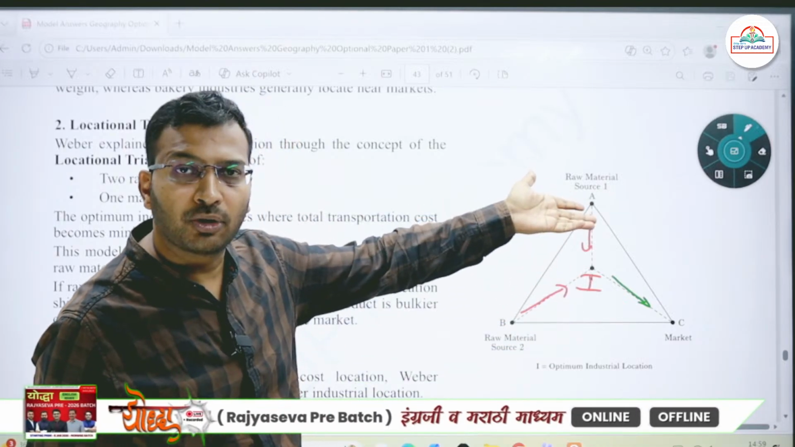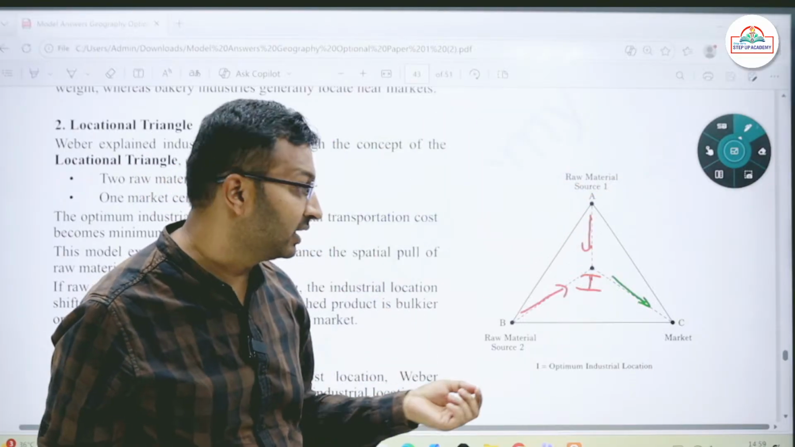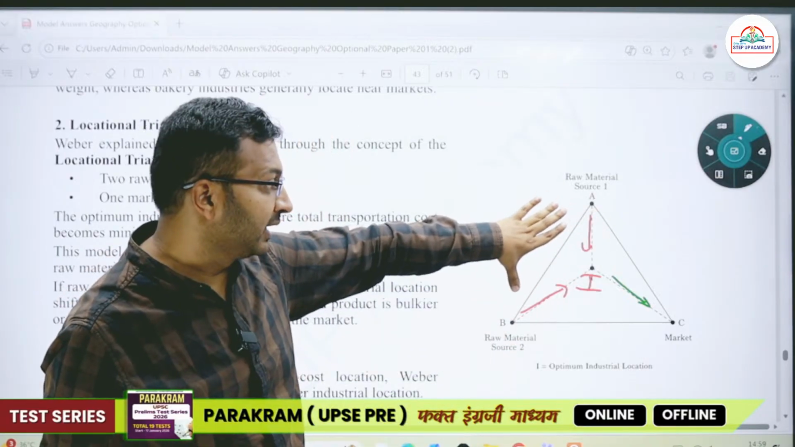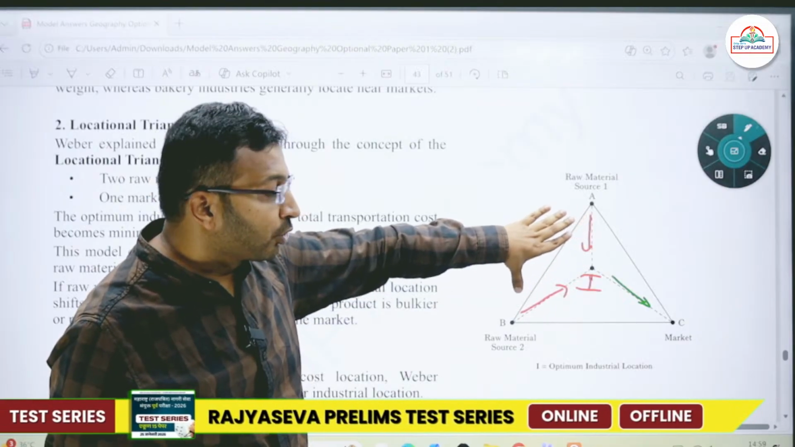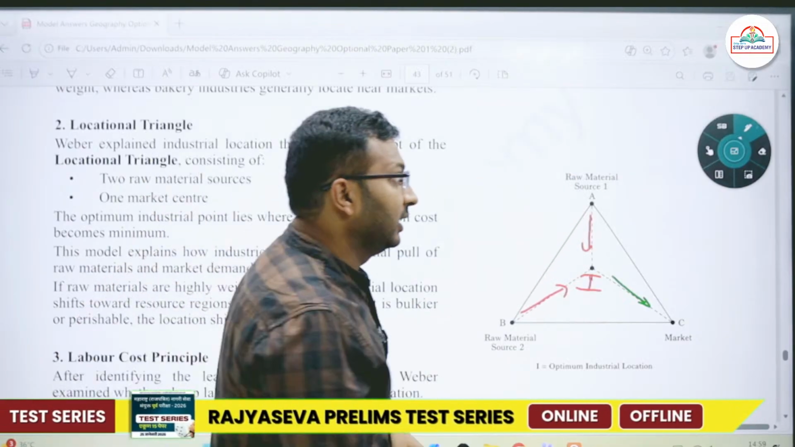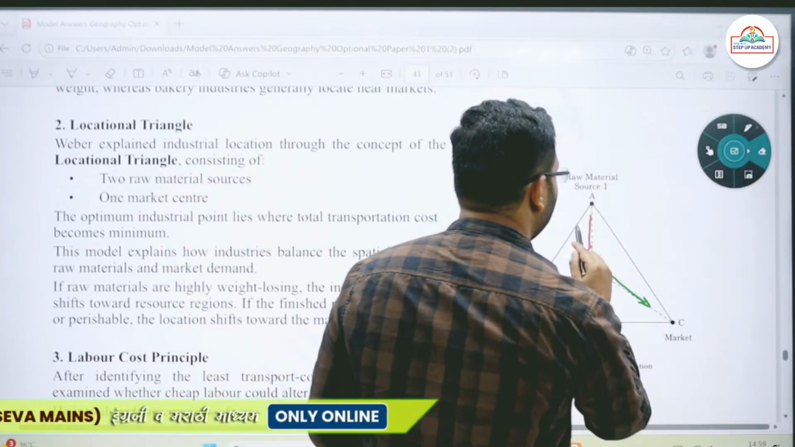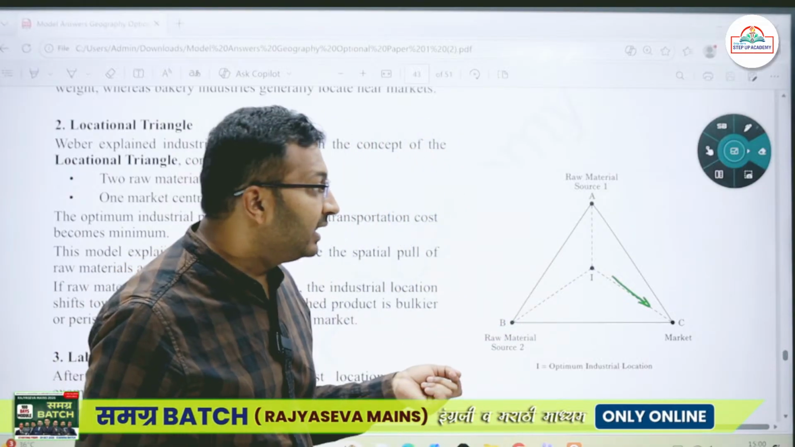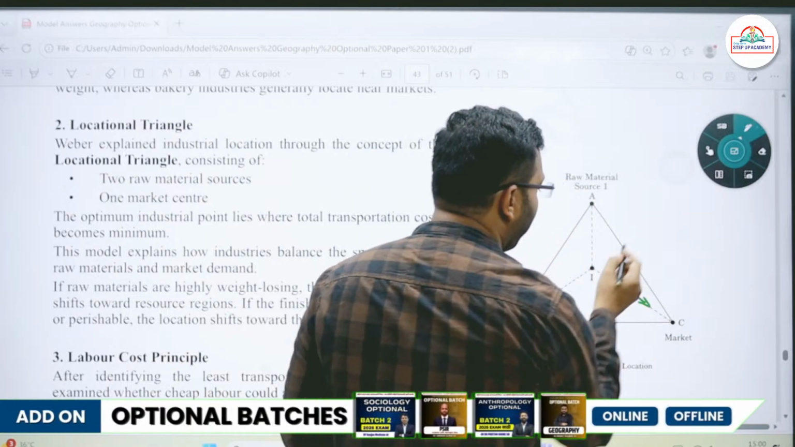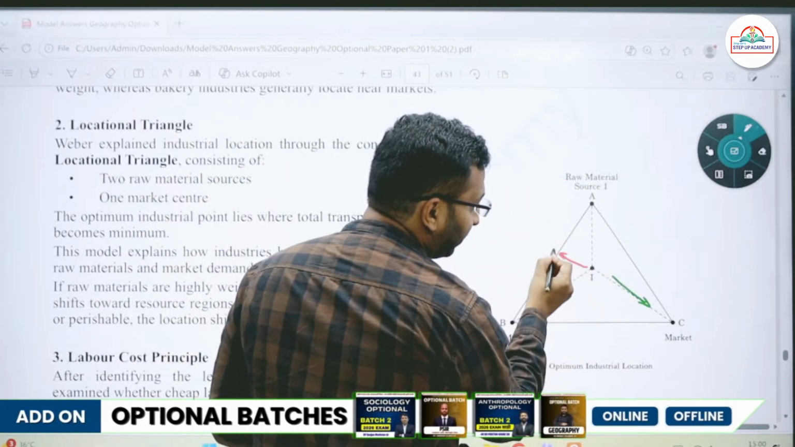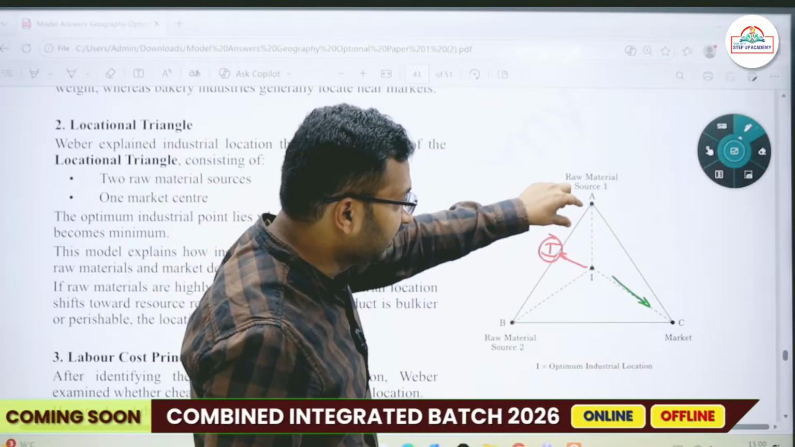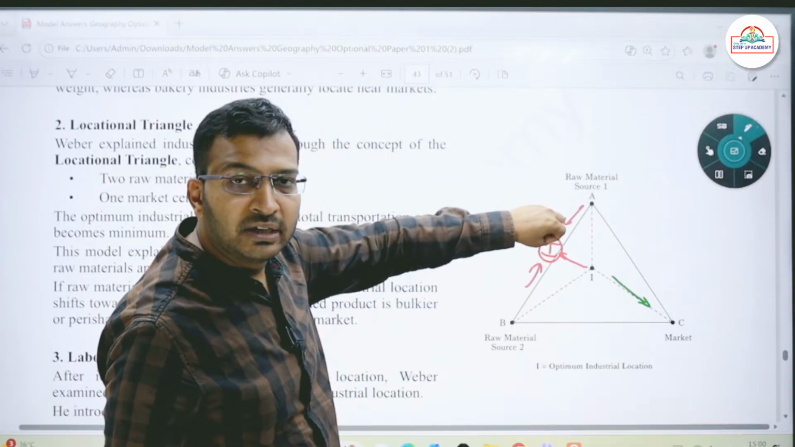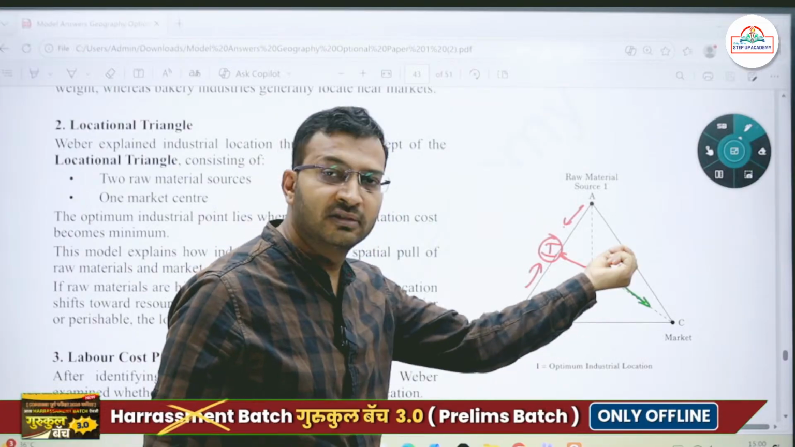They require multiple raw materials. Then in that case, where will the industry be located? It can't be located at this central point. So he gave some more details. He said that if the raw materials are more important and they are weight losing, in that case the industry won't be located at this point, it will be located, let's say, at this point, because herein the distance to be traveled will be less. So industrial location will keep on shifting within this triangle.